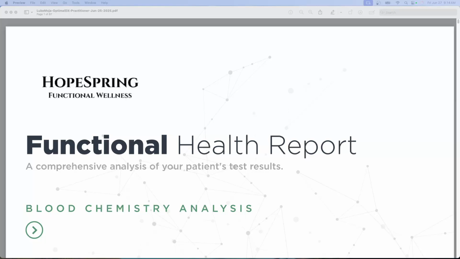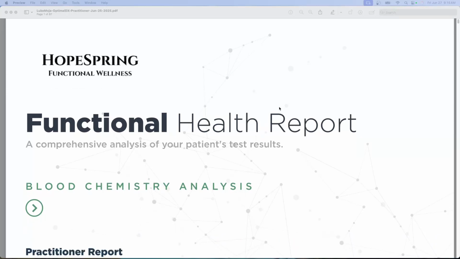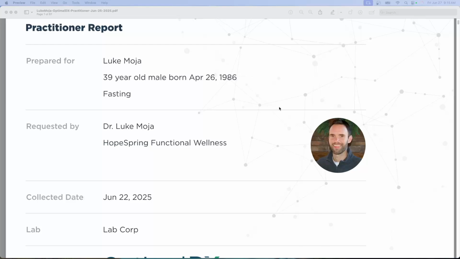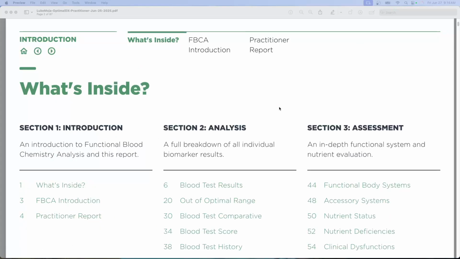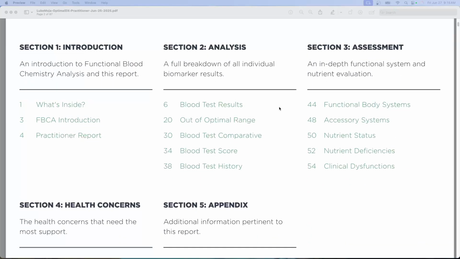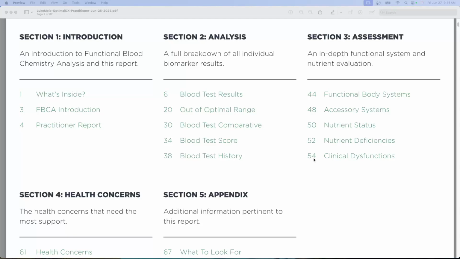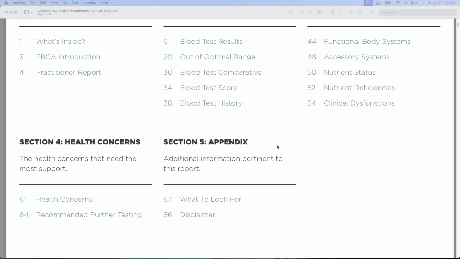So we'll go through the health report based on my personal blood work here, and I'll just kind of run through it with you. So this is the beginning of the report. Just talks about what's inside, kind of a table of contents here. You can see we have over 50 pages worth of information here, so you get a lot of good stuff from this.